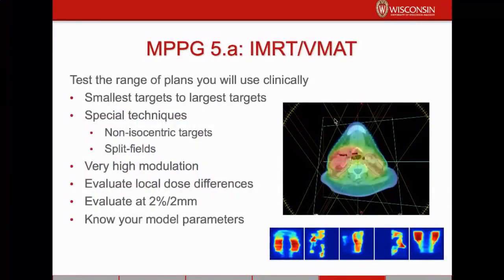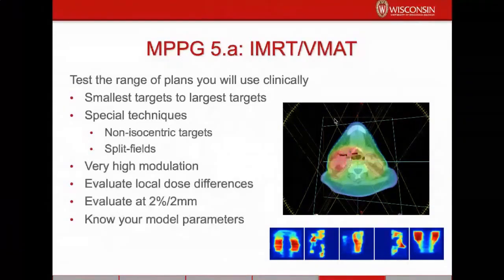For IMRT and VMAT, the MPPG 5A has you do 2 clinical plans. I think practically speaking, that's too few. You should do more, and you should definitely test the full range of plans that you'll be using clinically during your validation phase. So think about small targets and your largest targets, special techniques like non-isocentric treatments, split field IMRT if you're going to be using that.